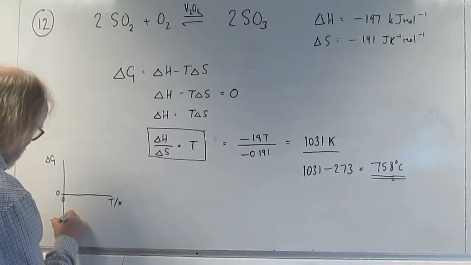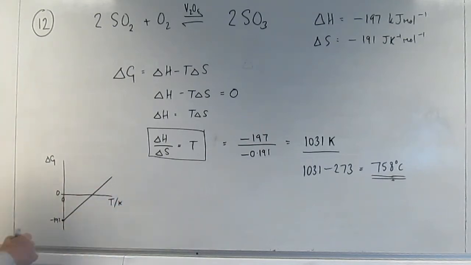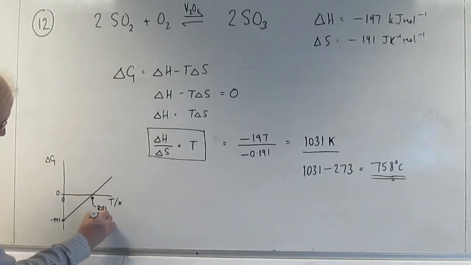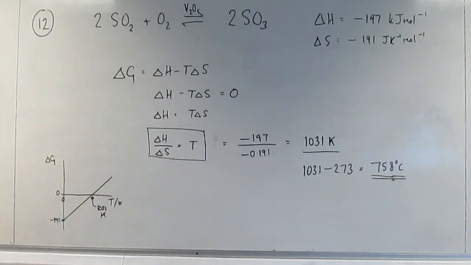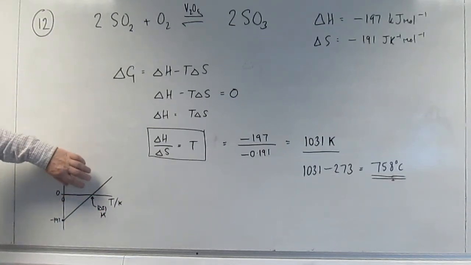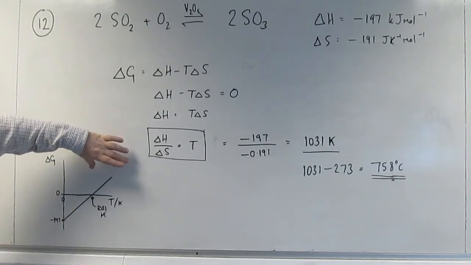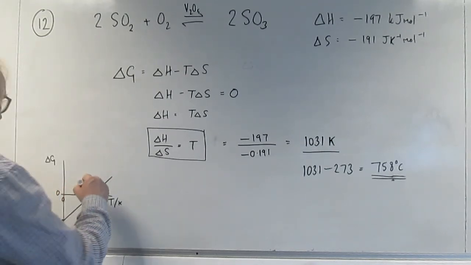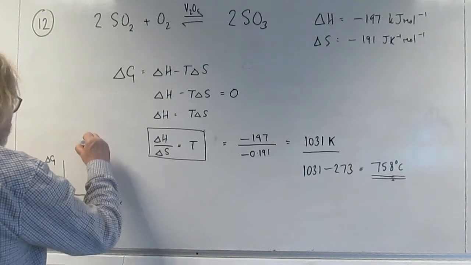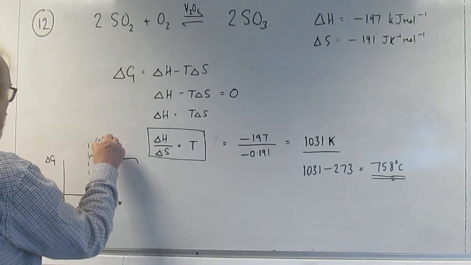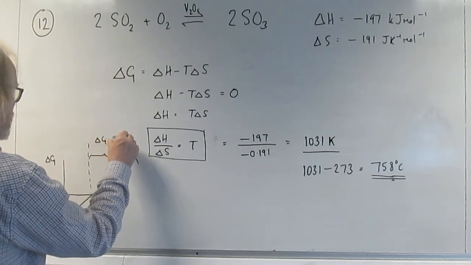So what we've got is a situation where it becomes gradually less negative, and at this temperature, which as we say is 1031 Kelvin, that's where it equals 0, and you can see that's the cutoff point, because at all temperatures above that, delta G becomes more and more positive, and from that temperature onwards, positive delta G means that the reaction is not feasible.